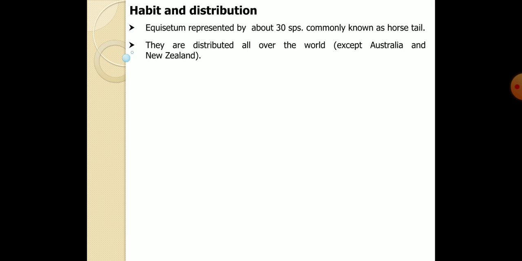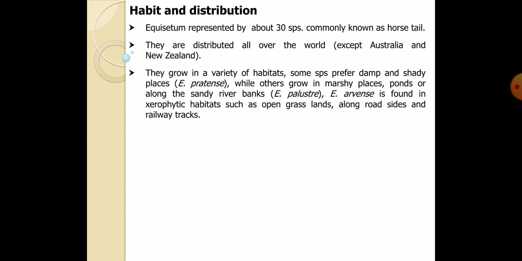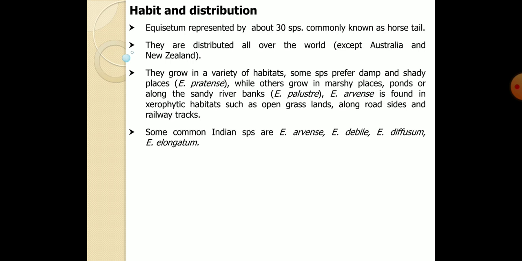Coming to the habitat and distribution of the Equisetum, it is represented by about 30 species, commonly referred to as horsetail. Very few species are reported because they require a special habitat. That means they require damp, shady places and also marshy areas. Commonly in Karnataka, the Equisetum grows in river basins, especially the Krishna river basin or deltas.